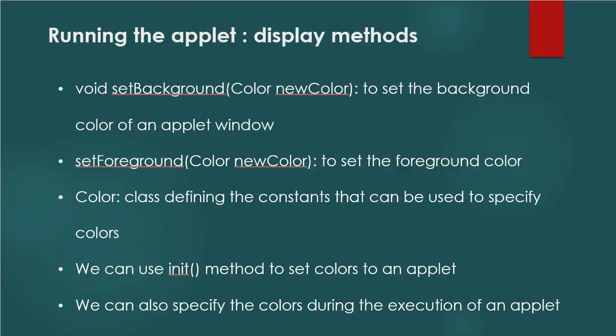Then you have some methods to set the background or foreground colors of your applet. If you want to set the background, then you can use this particular method which accepts a color object as its argument. And if you want to set the foreground, in that case you can use this method which again accepts a color object as its argument. You can set these two as part of either the init method or the paint method.